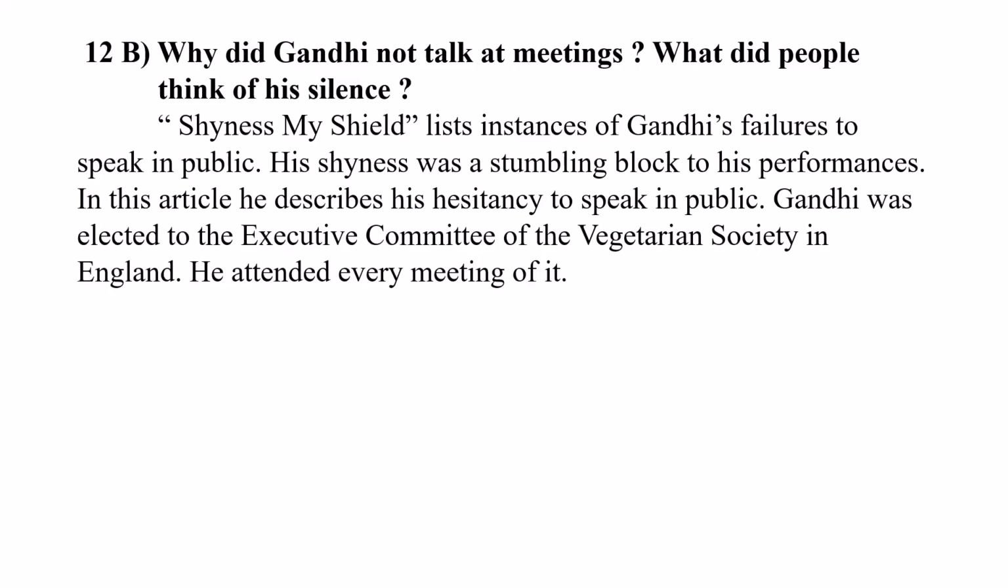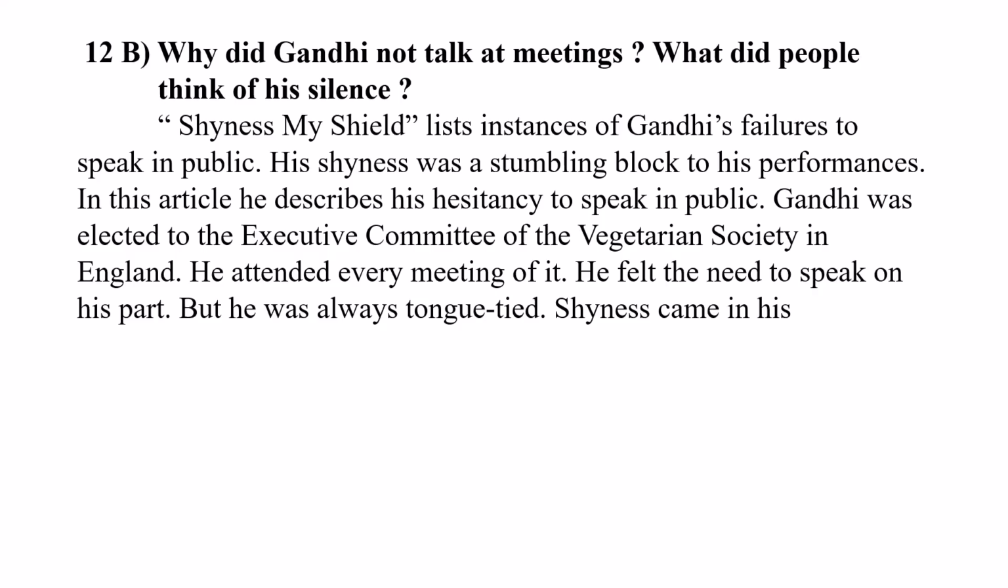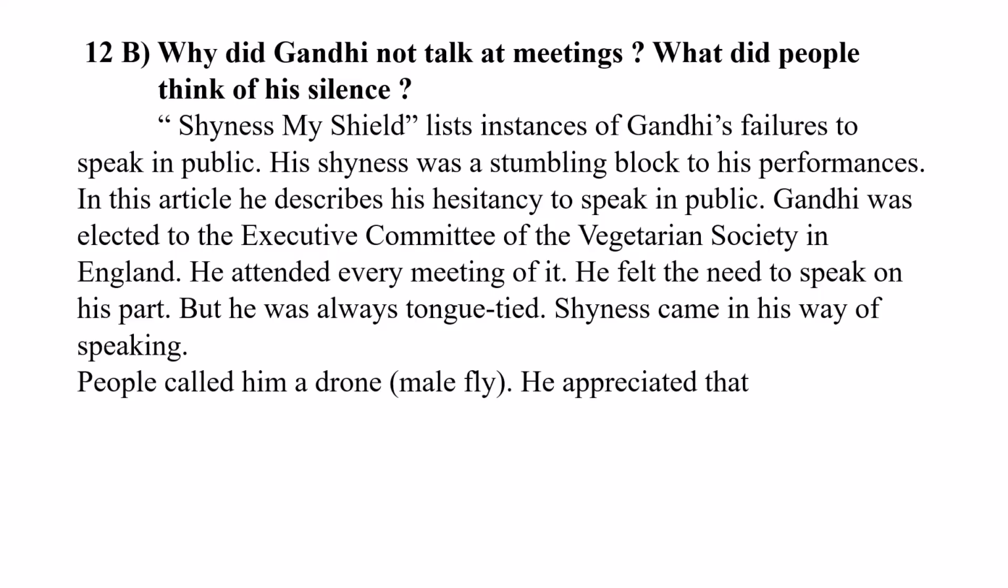Gandhi was elected to the executive committee of the Vegetarian Society in England. He attended every meeting of it. He felt the need to speak on his part, but he was always tongue tied. Shyness came in his way of speaking. So people called him... What did the people think of his silence? People called him a drone.